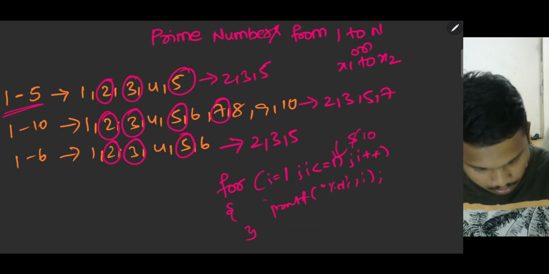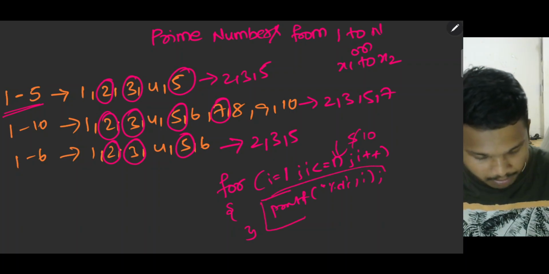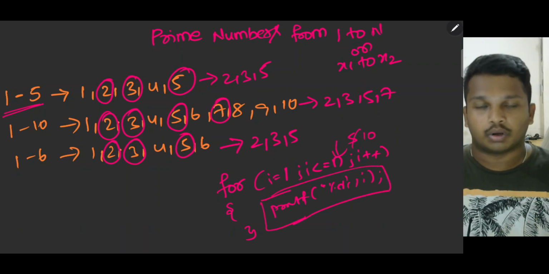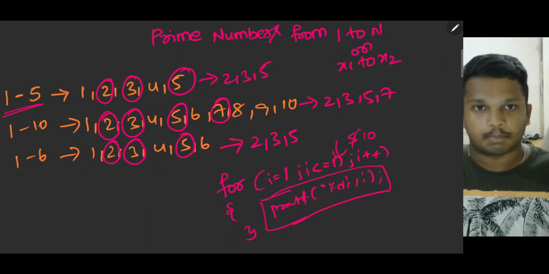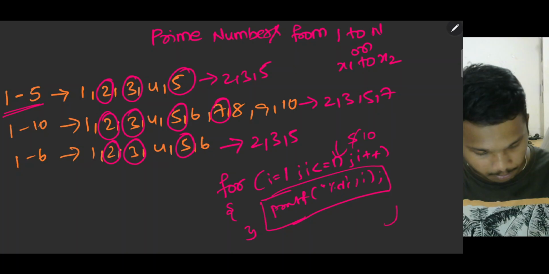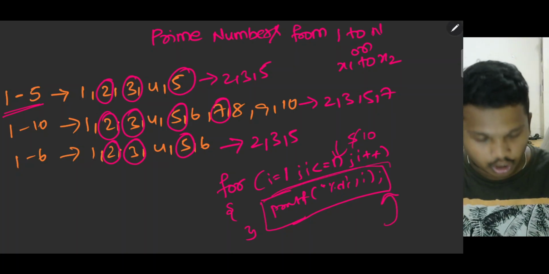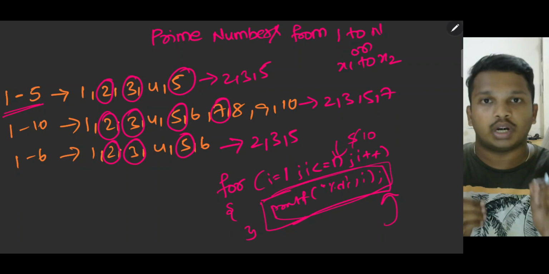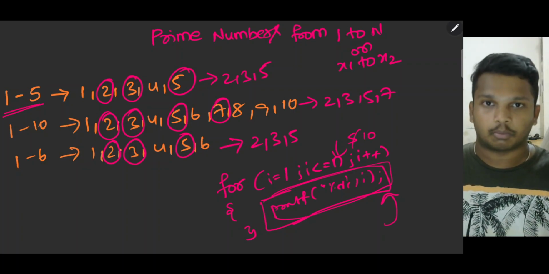But in this for loop, we need to implement the prime number logic. So now we will discuss the prime number logic and we will implement it in this for loop. Now the for loop will print only prime numbers. Okay, this is the process.